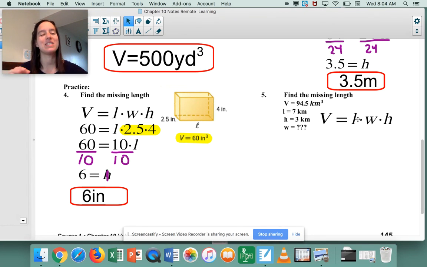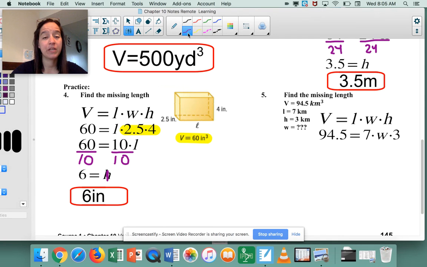So here I always start with my formula. Whenever I'm missing a piece, I start with the formula. If I'm just plugging in to get my volume or whatever it is, I can just plug into the formula. But I do always start with writing the formula so I know what I'm filling in. So I filled this in.